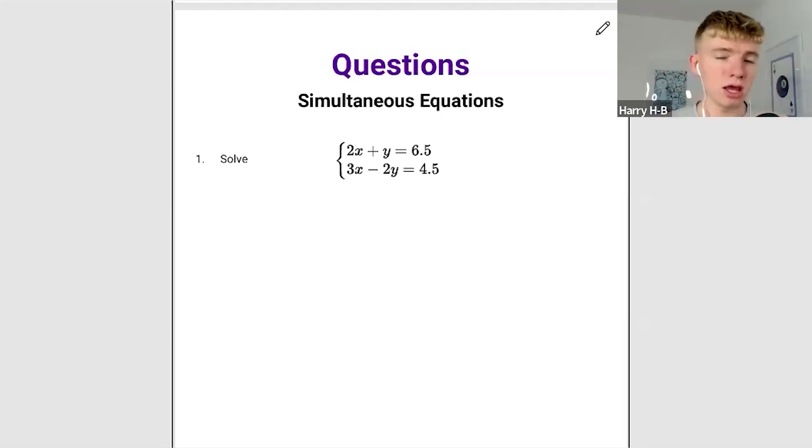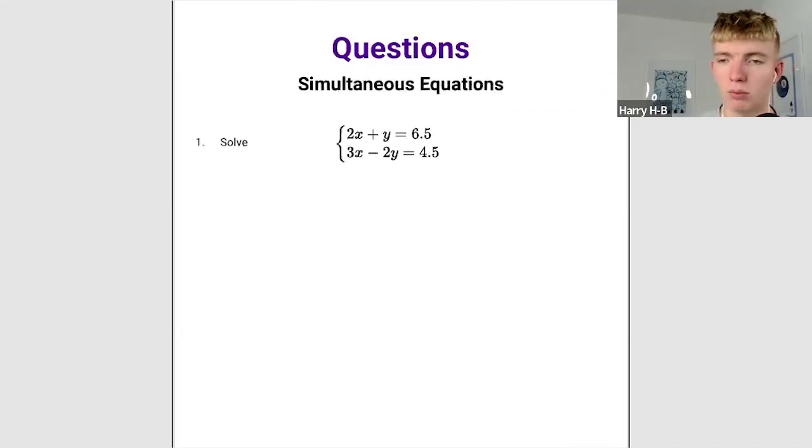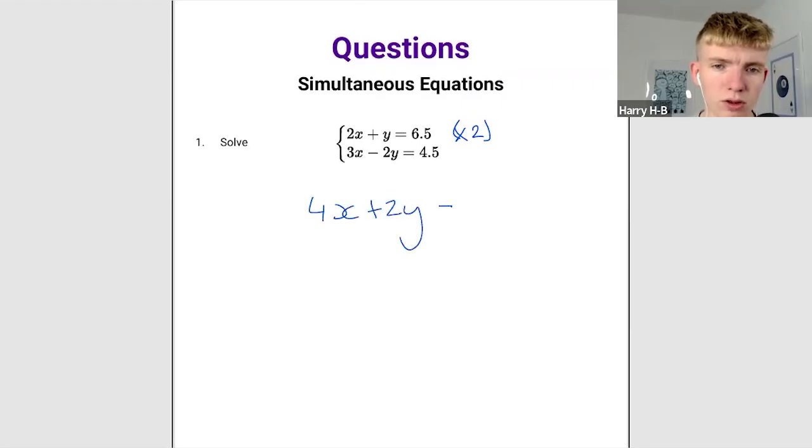If anyone gets this right, I'll be very impressed. Let's go through it as quickly as possible. So what I would do, and it doesn't matter which way around you do this, you can make either the x's or the y's the same as long as you do the right thing and cancel out one of them. I'm going to make the y's the same because in this situation, you only have to do one set of multiplication. And that is multiplying this top one by 2. So if we multiply this top one by 2, we're going to get 4x plus 2y is equal to 13. And then I'm going to just write the second equation underneath it is equal to 4.5.